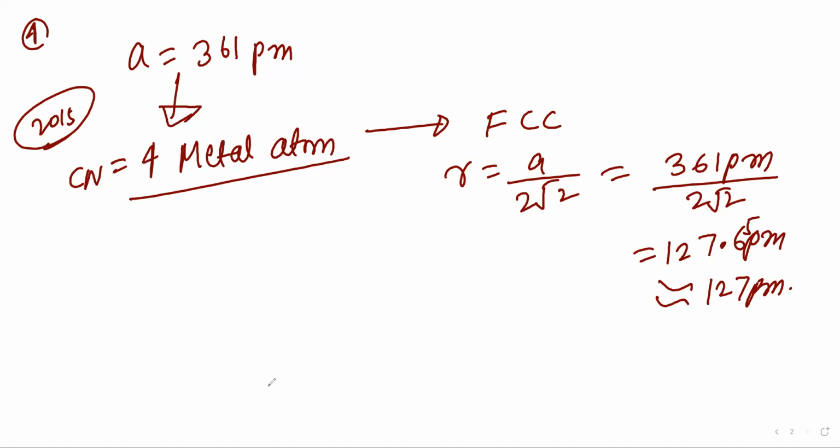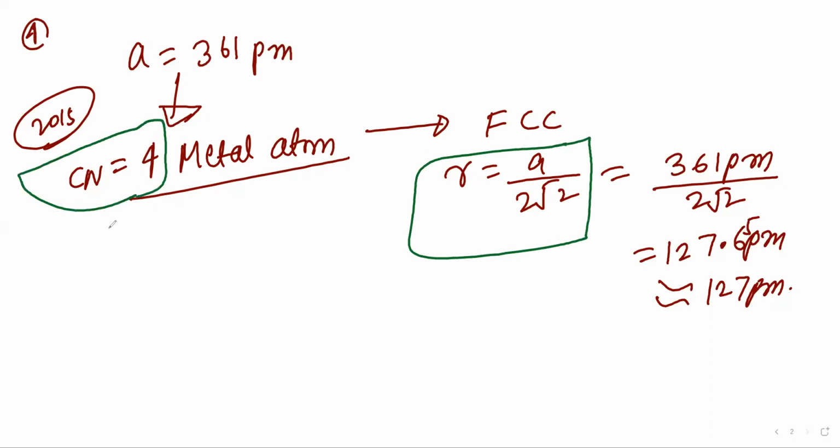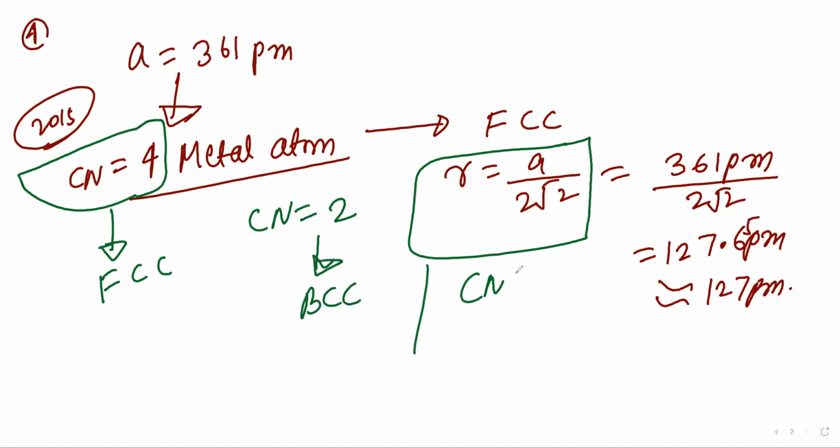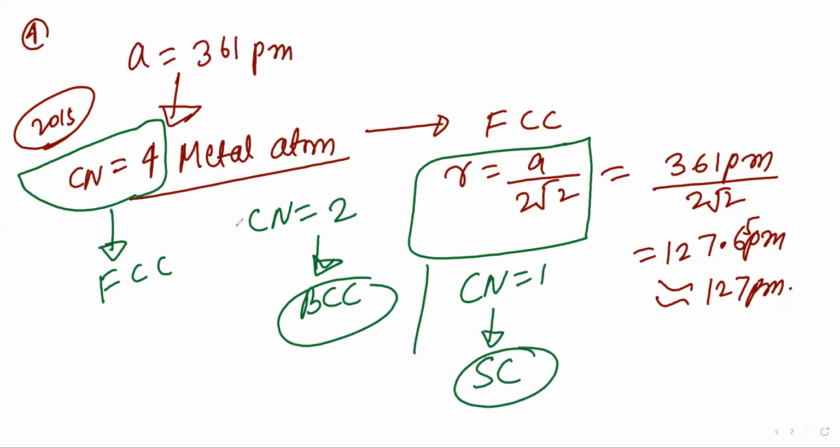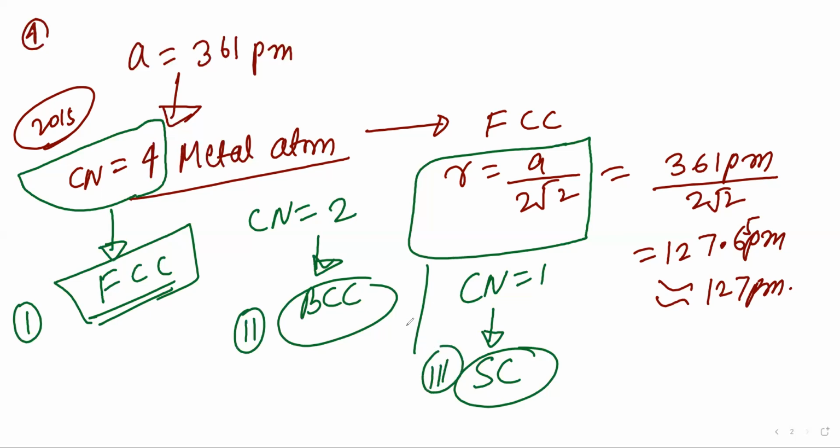So in this question, basically you have to just remember the formula between radius and edge length. And when Z equal to 4 is given, it represents face centered cubic, right? If Z equal to 2 is given, then it comes out to be BCC, body centered. When it is equal to 1, then it comes out to be simple cubic, right? So for different cubic crystal lattices, these are the three main ones we have to study in the syllabus.